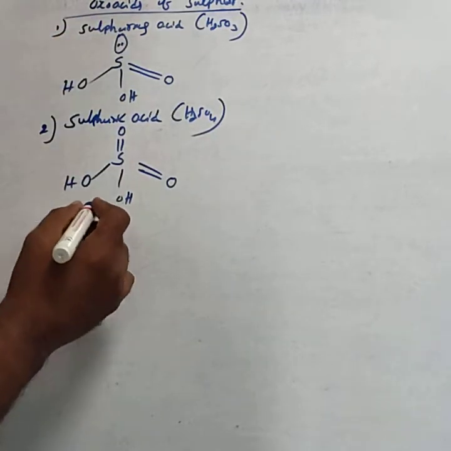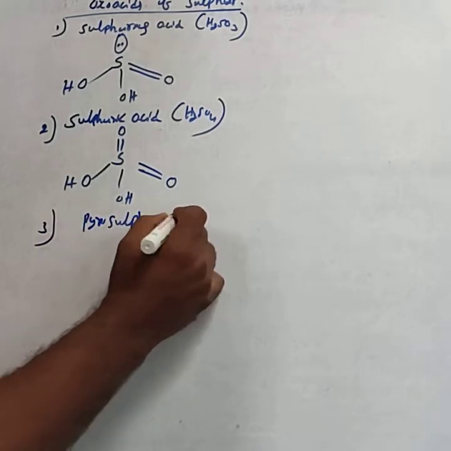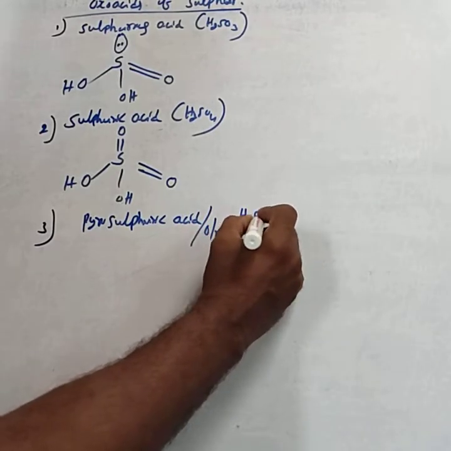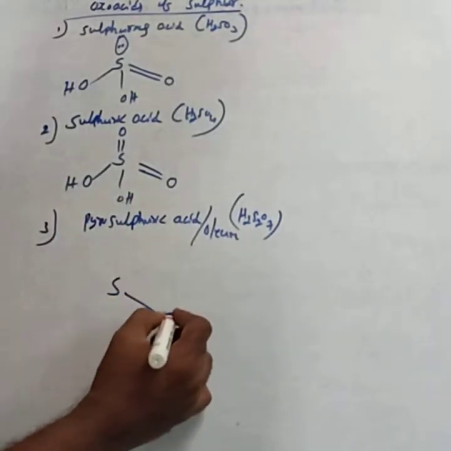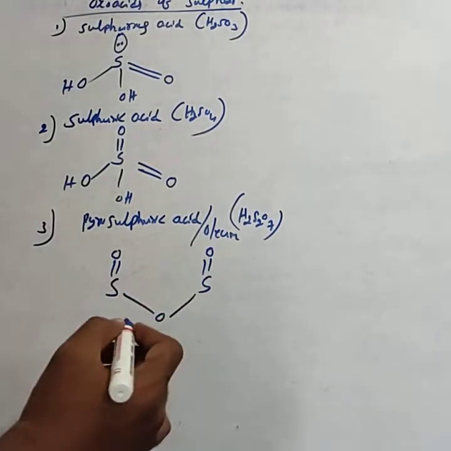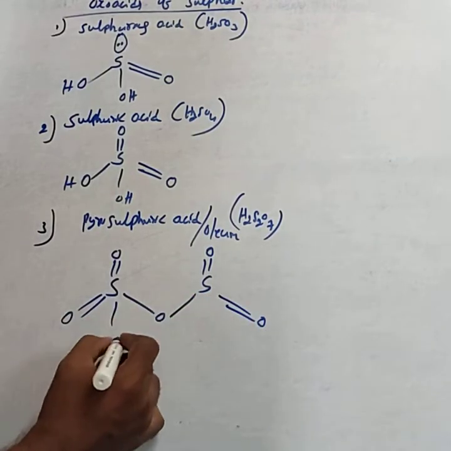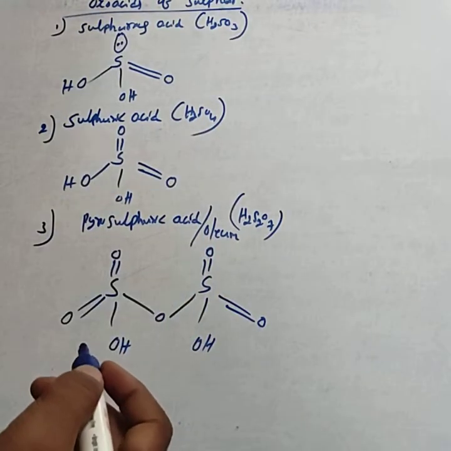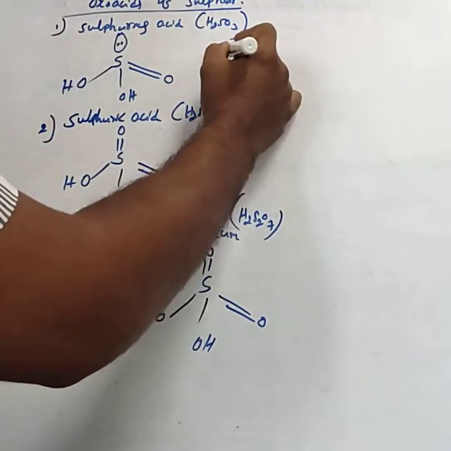Then pyrosulfuric acid, called oleum. Formula is H2S2O7. It has an S-O-S bond. First point is the S-O-S bond. Then each sulfur has double bond O. Then one more double bond O. Then it contains OH. This is pyrosulfuric acid, called oleum.